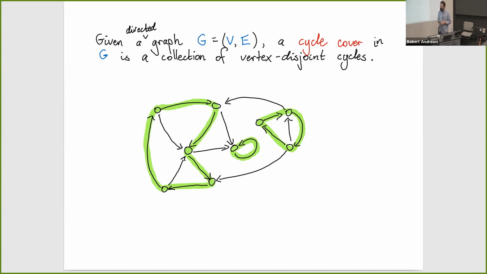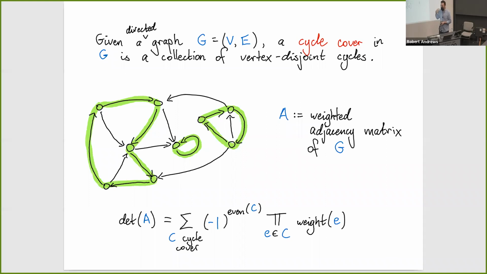And how is this related to the determinant? How are cycle covers related? Well, if I take the weighted adjacency matrix of this graph, so for the UV entry, I put the weight of the edge from U to V, and I take the determinant of this adjacency matrix, it's a sum over terms. What is each term? Well, for every cycle cover in the graph, I'll get the product of the edge labels in that cycle cover. Let's not worry too much about the sign term, but this is somehow counting all of your cycle covers and taking the sum over the products of their edge labels.